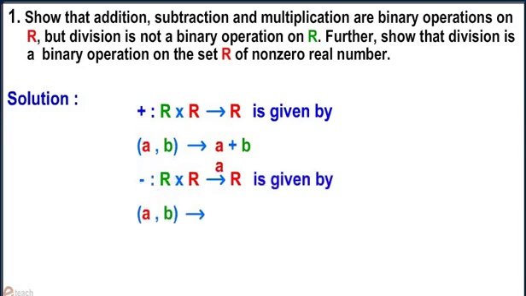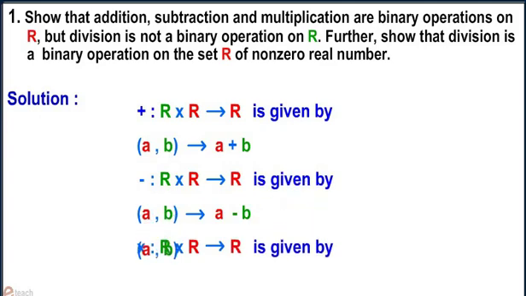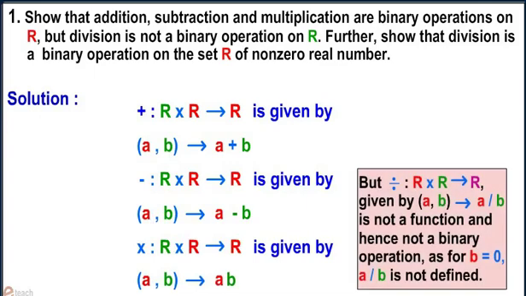Let division be the binary operation defined from R cross R to R. Then, all the ordered pairs (a, b) cannot be expressed as a by b, since if b equals 0, then this cannot be defined, hence it is not a binary operation.